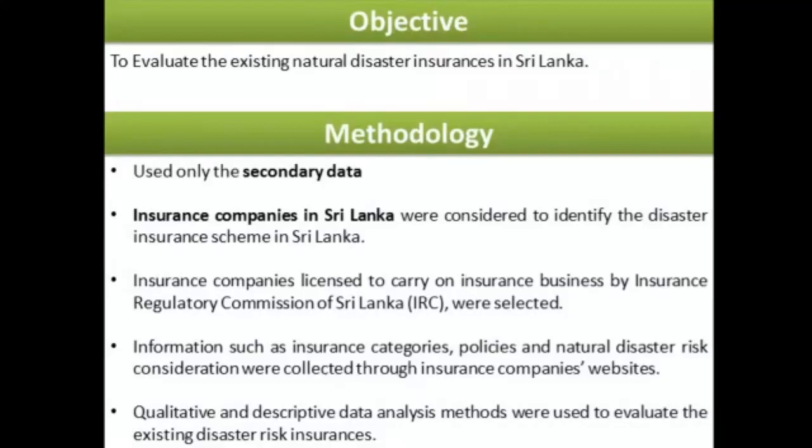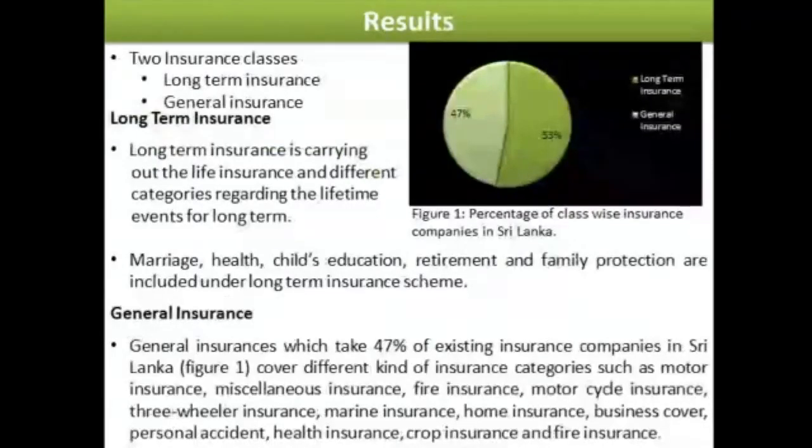To fulfill this objective, secondary data were used. Insurance companies in Sri Lanka were considered to identify the disaster insurance schemes in Sri Lanka. Insurance companies licensed to carry on insurance business by the Insurance Regulatory Commission of Sri Lanka were selected for this study. Information such as insurance categories, policies, and natural disaster risk consideration were collected through insurance companies' websites. Qualitative and descriptive data analysis methods were used to evaluate the existing disaster risk insurances in Sri Lanka. Now let's move on to the results of the study.